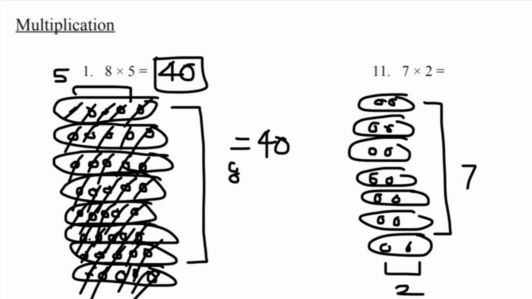Now, let's add it all together to find our final answer. 1, 2, 3, 4, 5, 6, 7, 8, 9, 10, 11, 12, 13, 14. Therefore, 7 groups of 2 equals 14. And 7 times 2 should also equal 14. Therefore, our final answer is 14.